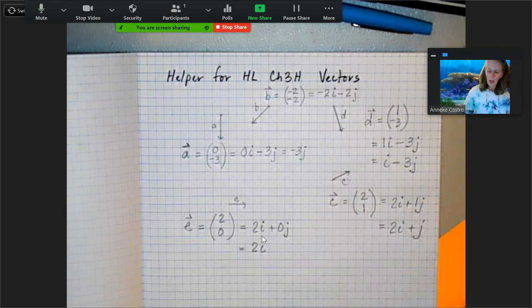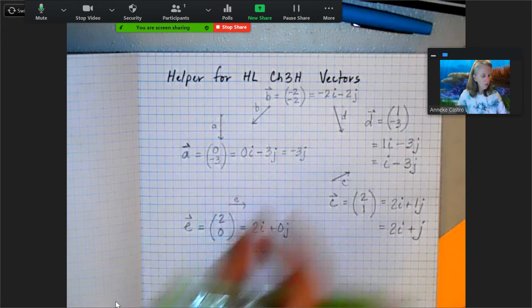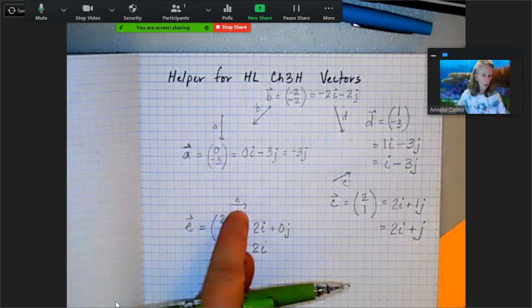Okay, so thinking about how the first video talked about it as a shift, it really doesn't matter where these are on the coordinate plane. So I could pick up this little vector and move it around, as long as I keep it the same length and going in the same direction.